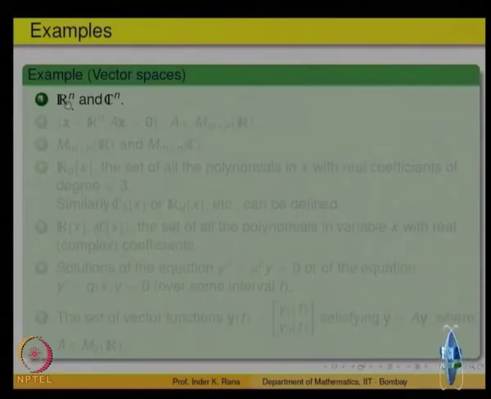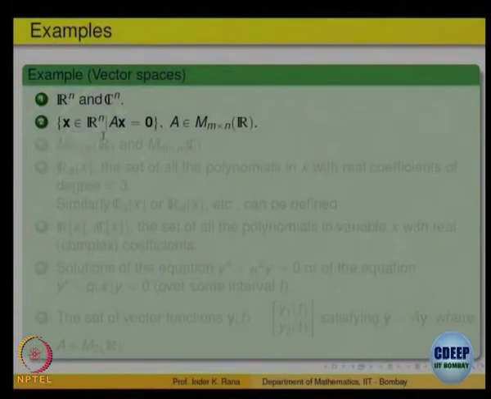So, Rn is a vector space over the reals, and Cn can be treated as a vector space over reals as well as a vector space over complexes. The underlying scalars you can choose whichever you like. They will give you two different objects, one will be Cn as a vector space over R and the other will be Cn as a vector space over the complex numbers itself.